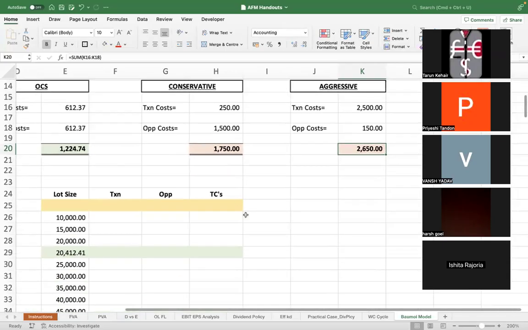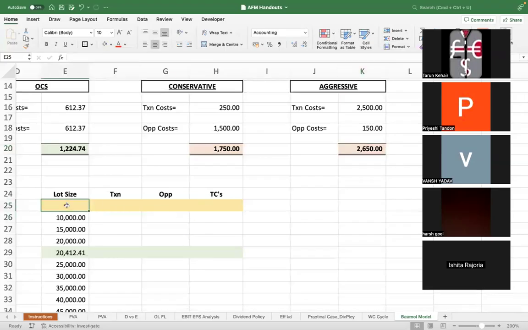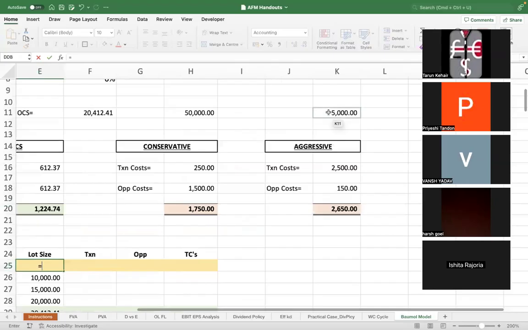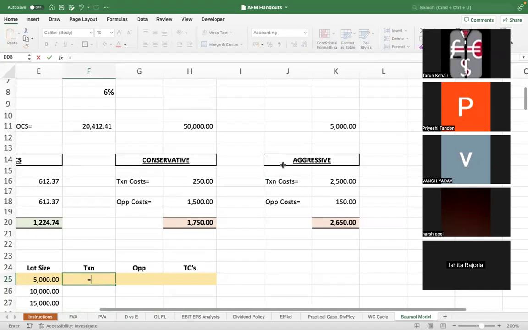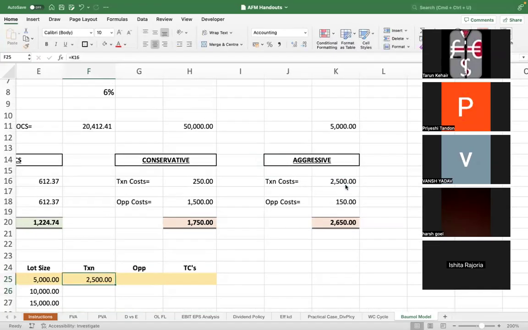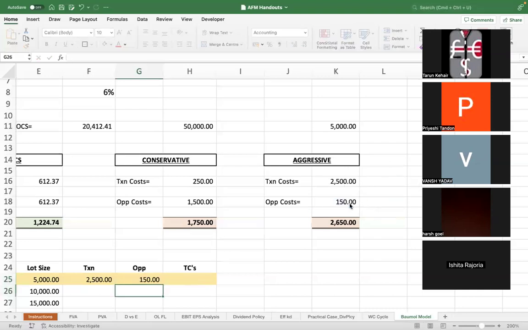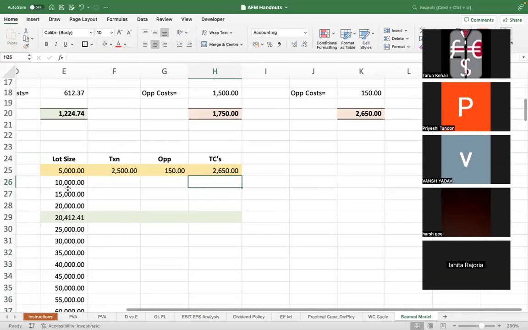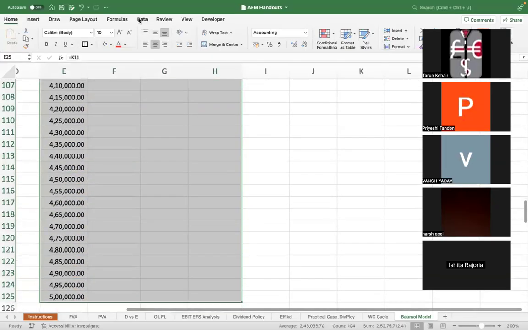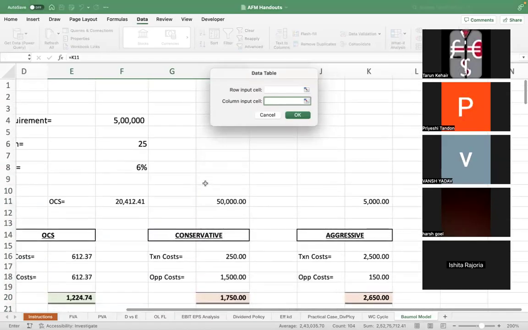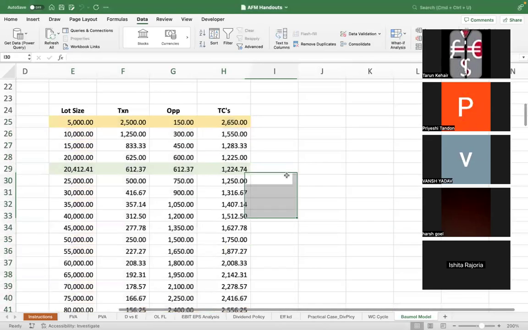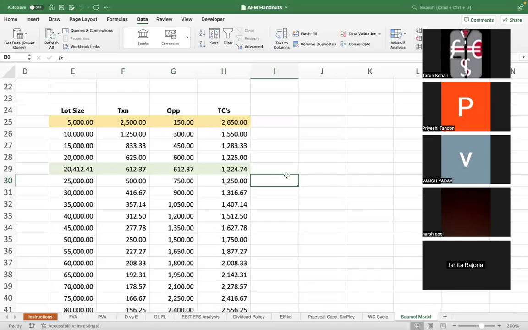The Baumol model. So if I want to do a sensitivity analysis, suppose I take as base that my lot size is 5000, my transaction cost is 2500, the opportunity cost is 150, so the total cost will be 2650. Now suppose I want to do the analysis here. I create a data table. In the column input I link it to my independent input, which is my lot size. So I get all the costs here at once.